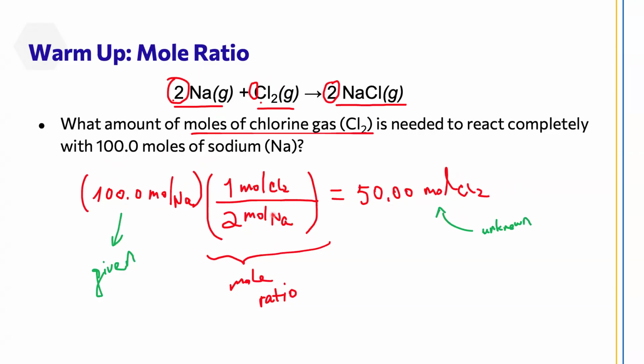To find the moles of chlorine, I need to do some sort of conversion using the mole ratio. So I need to have moles of sodium in the denominator so that my moles of sodium and moles of sodium can cancel out. And I have moles of chlorine in my numerator, which is what my end product unit should be. This 2 is from the balanced coefficient. This 1 is also from the balanced coefficient. This step right here is called the mole ratio step. I do 100 times 1 over 2. That gives me 50 moles of chlorine, which suggests that 100 moles of sodium need to react with 50 moles of chlorine.